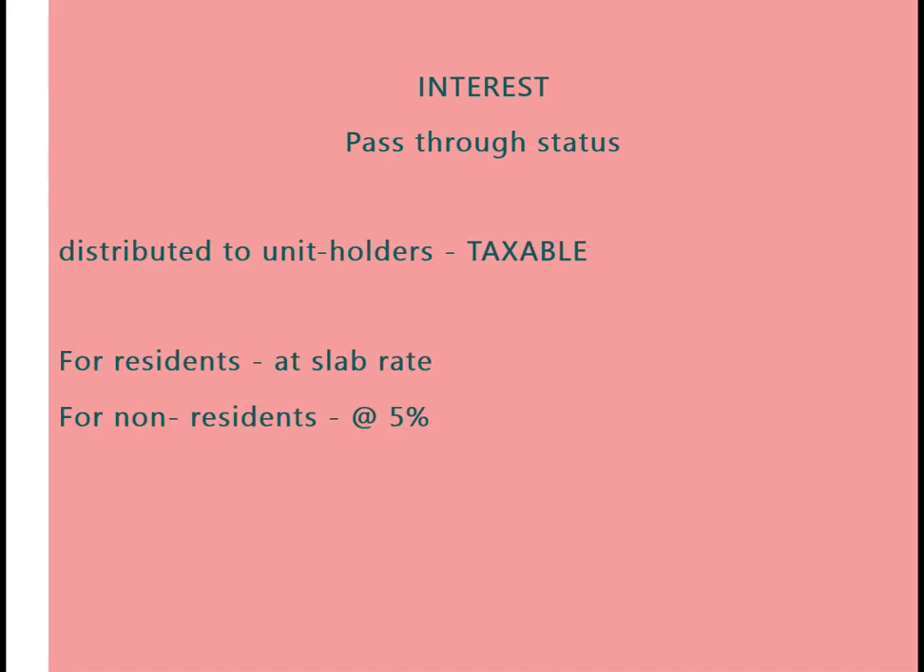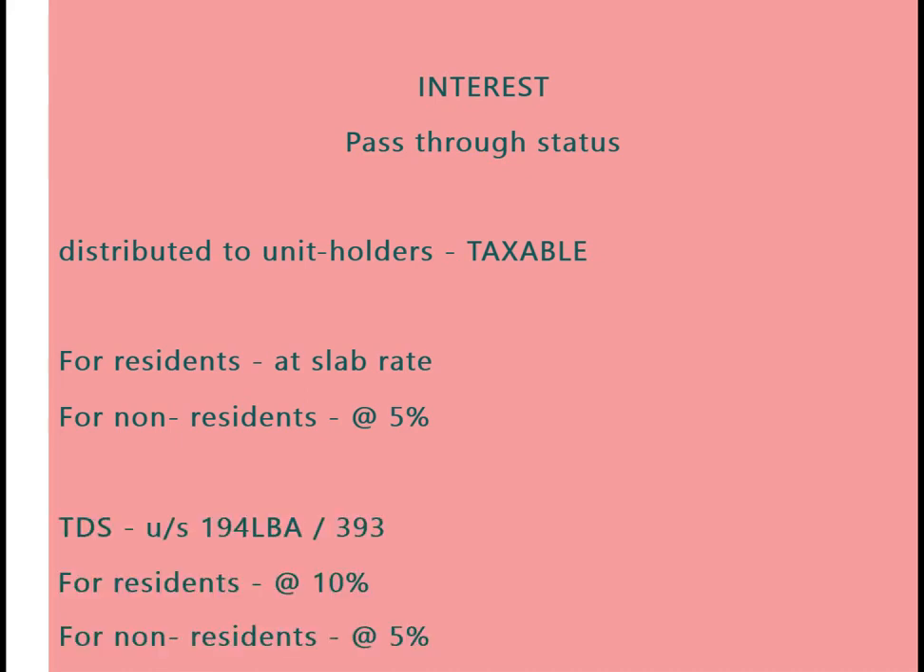Interest income. This is taxable for all unit holders. This income achieves pass-through status when the business trust receives this amount from the SPV. TDS is also deducted at 10% for residents and 5% for non-residents.